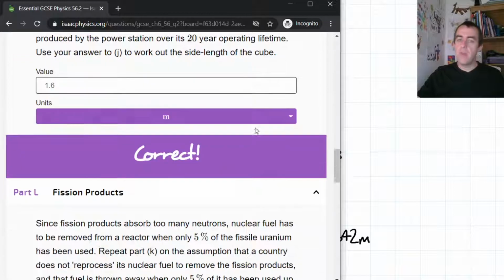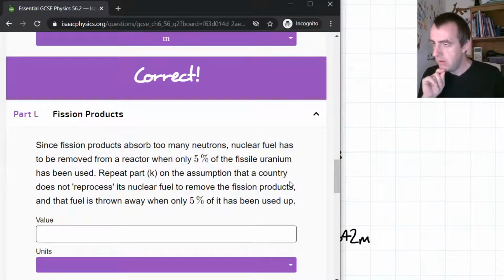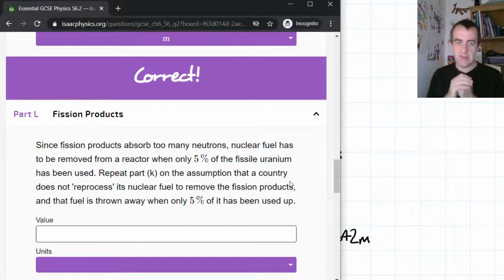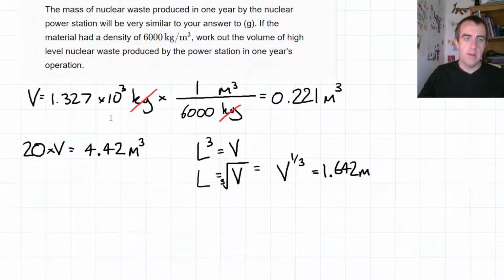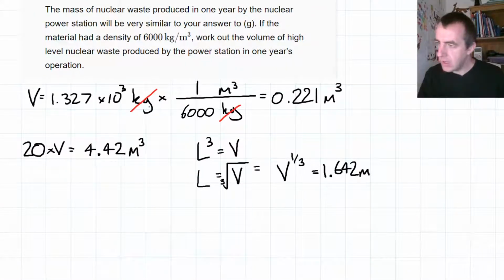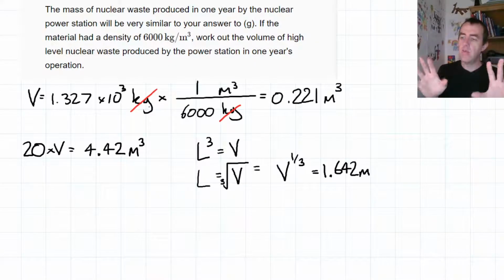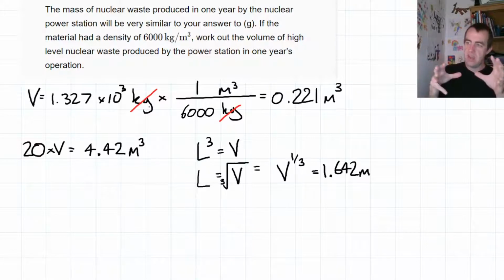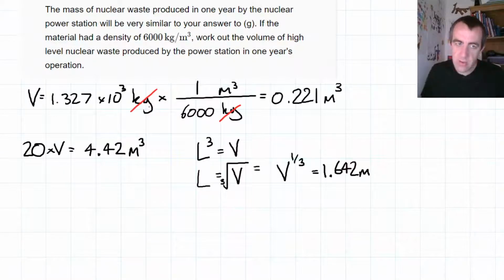Okay, so if we only use up 5%, 5% is 1/20th of the fuel. That means we're going to have 20 times more waste, which means we're going to have 20 times the volume. So I'll go through that logic again. If we're only using 1/20th of what's there before we discard it, we've got to use 20 times the amount of fuel, which means we get 20 times the waste, which means we get 20 times the volume.